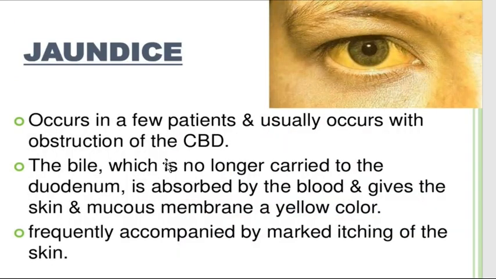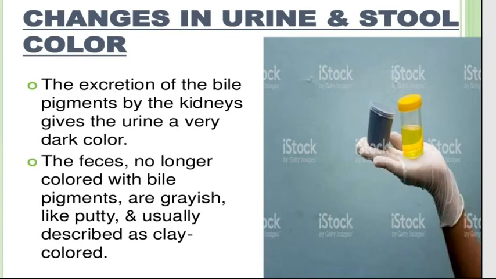And then there is jaundice. Jaundice in a patient usually occurs when there is an obstruction of the common bile duct. When there is obstruction of the common bile duct, what happens? The patient presents with obstructive jaundice. In that case, we will do what? ERCP. And the patient mostly complains of itching. Why? Because bile is absorbed by the blood and gives the skin and mucous membrane a yellow color. So it's an irritant for the skin.